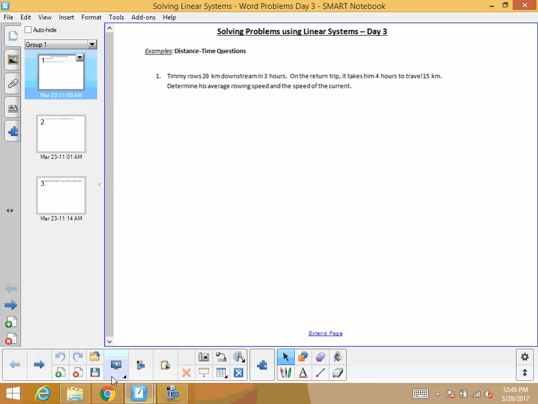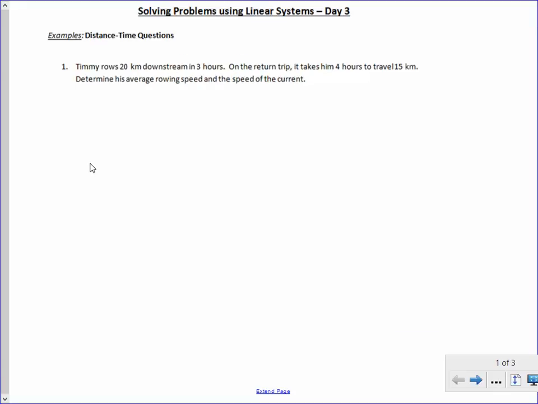Okay, so the last type of problem we're going to look at is questions that involve distance and time, or distance, speed, and time. Okay? So let's take a look at what question 1 says.